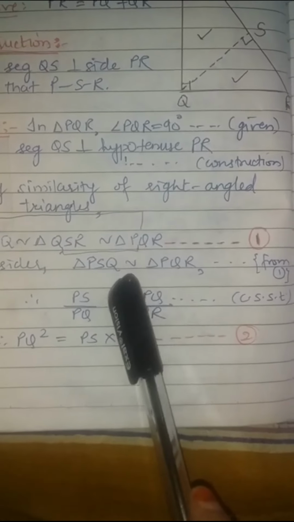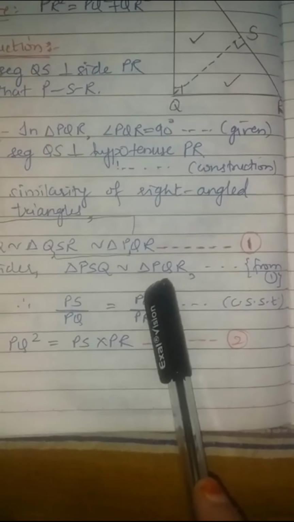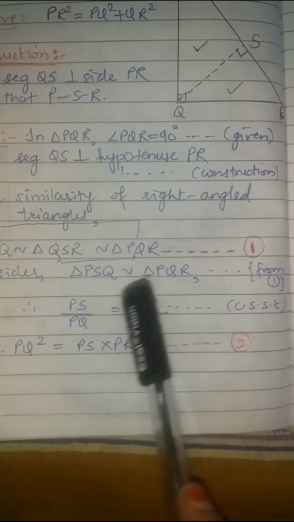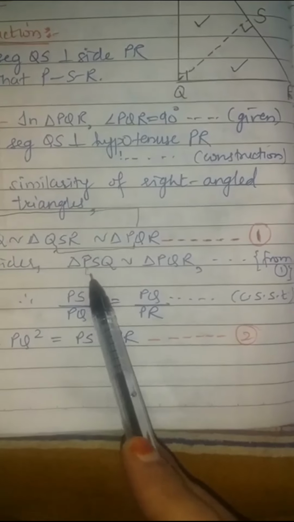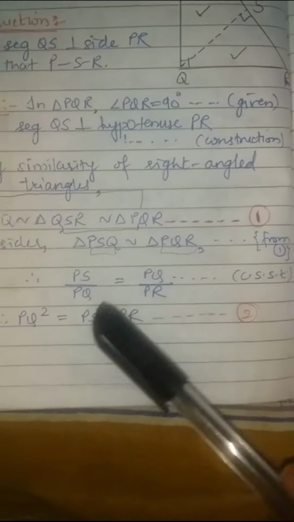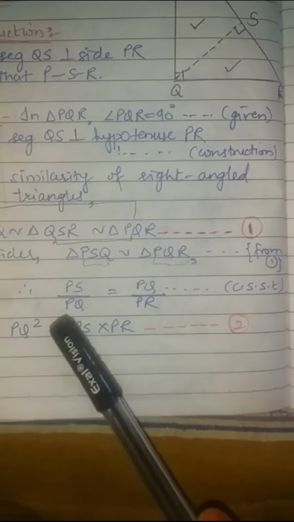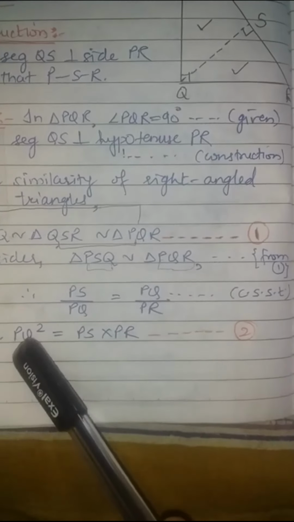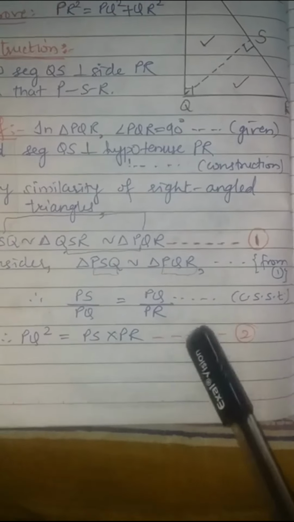Am I right? No need to go into the diagram and check, you can just write the ratios from the names of the triangles itself. Fine. PS upon PQ, first ratio, will be equal to PQ upon PR, right, by CSST. So cross multiplying, PQ into PQ, that is PQ square, will be equal to PS into PR. Let us take this as equation number 2.